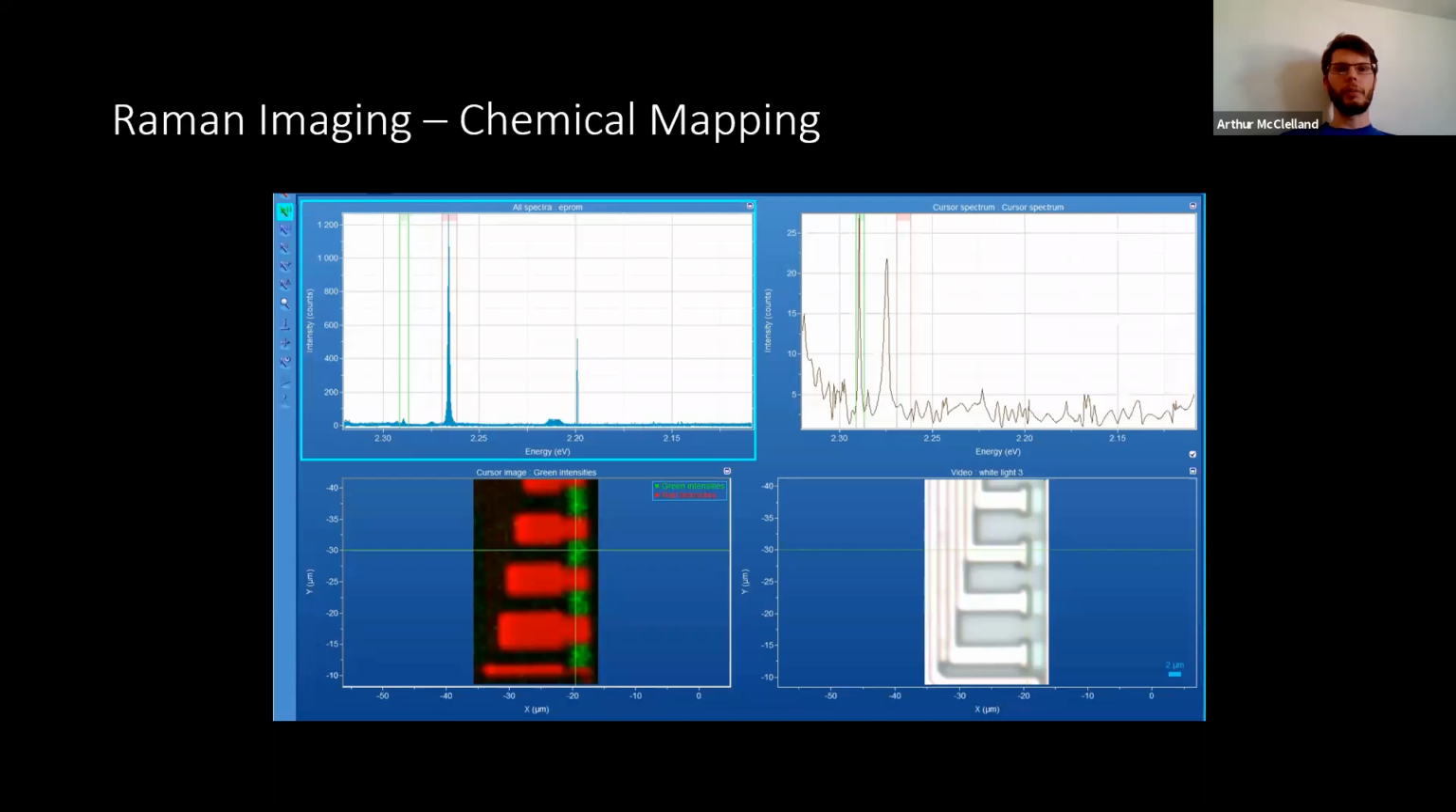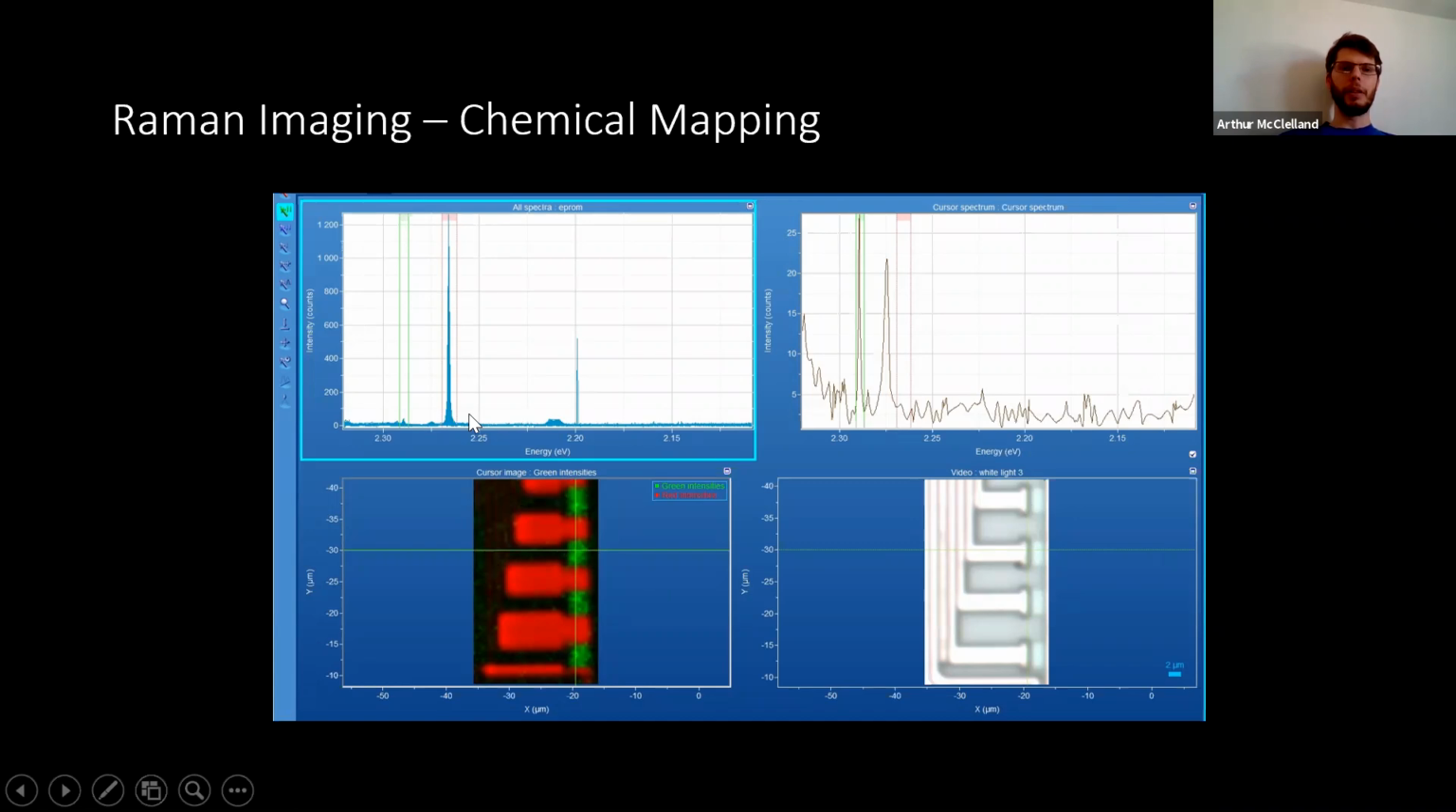You can do mapping. So Raman is a point-by-point technique, but you can, of course, move your sample back and forth, back and forth, back and forth, and build up a picture, keeping track of your spatial positions when you take each measurement. So you can go from an optical image where maybe you can't really tell what's going on chemically to a beautiful chemical image.